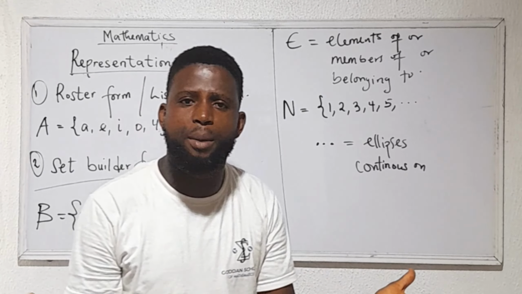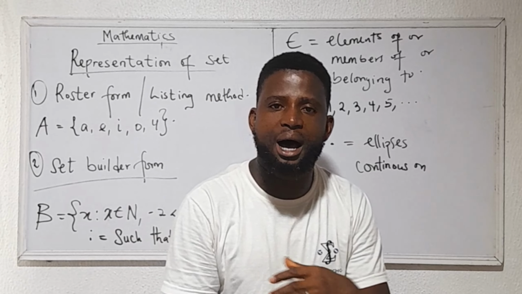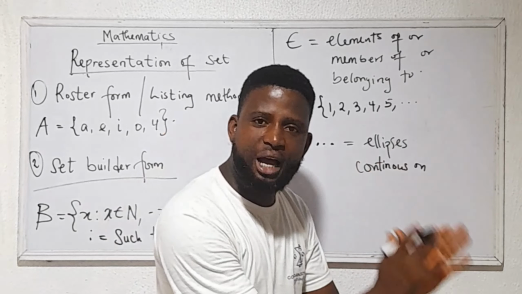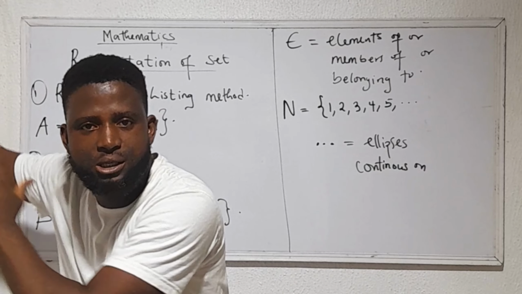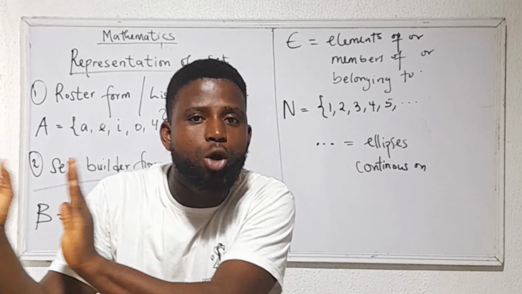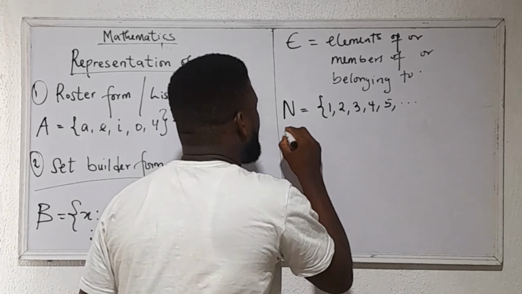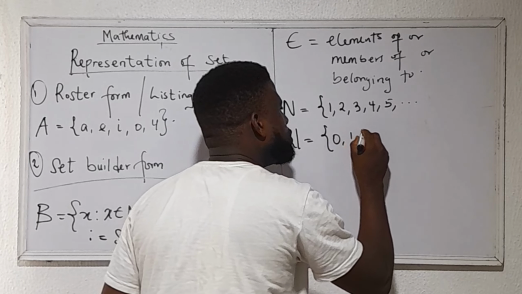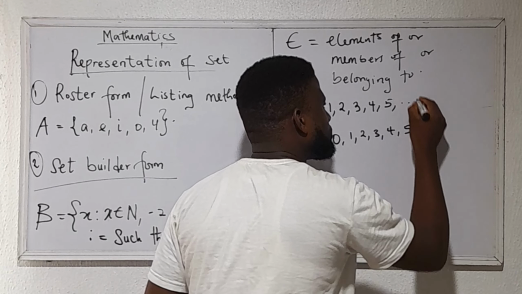We have other sets of numbers. We have the set of whole numbers, right? So the set of whole numbers is the set of counting numbers and zero. Now, the set of natural numbers is the set of counting numbers, that is 1, 2, 3, 4, 5, 6, right? While the set of whole numbers is the set of counting numbers and zero inclusive. So we say that the set of whole numbers is equal to zero inclusive, 1, 2, 3, 4, 5, and continuous on.